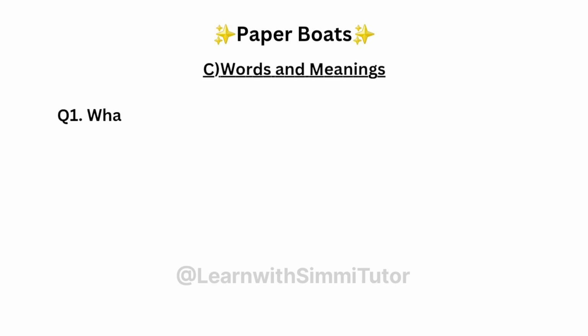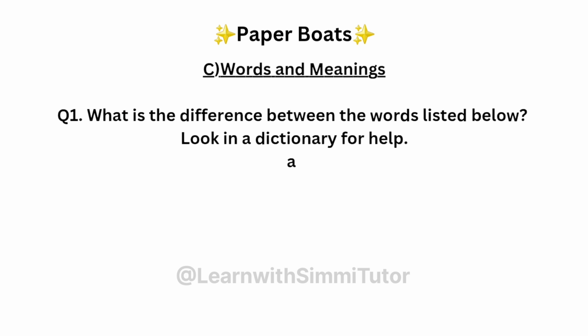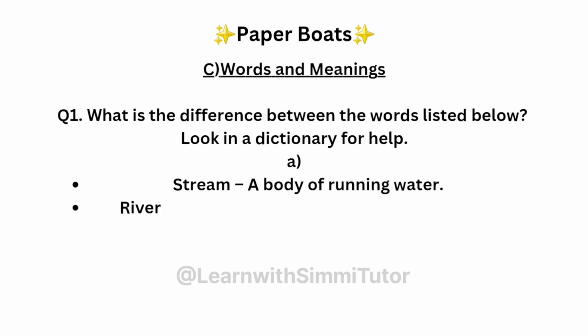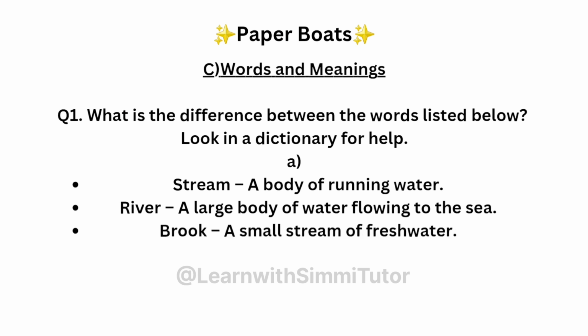Question number C. Words and meanings. The first one is what is the difference between the words listed below? You can look in the dictionary for help. The first one is stream, a body of running water. River, large body of water flowing to the sea. Brook, a small stream of fresh water.